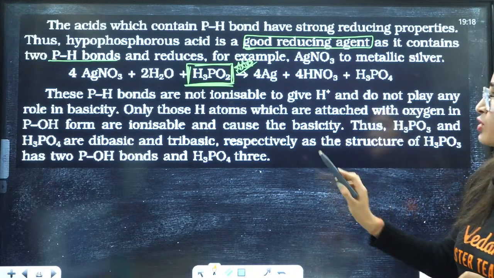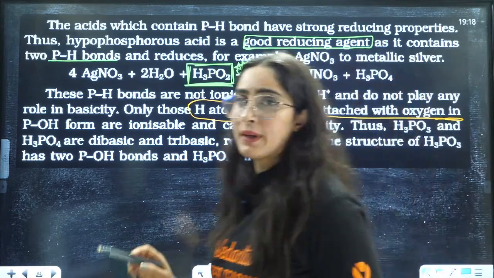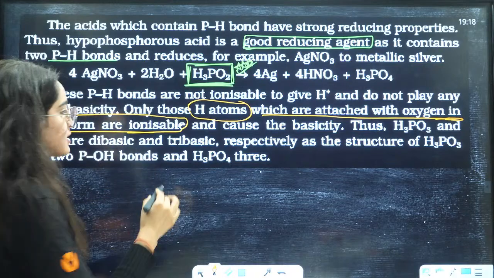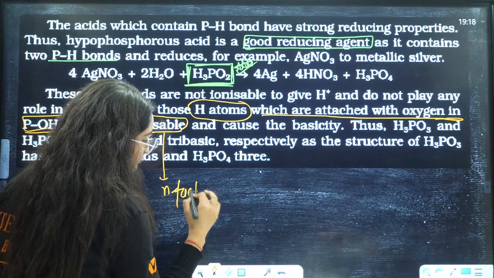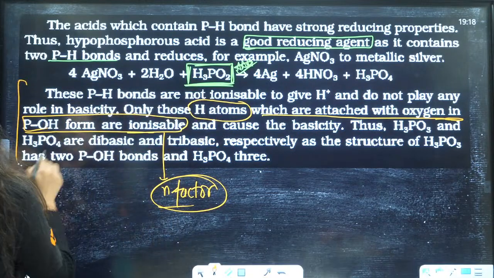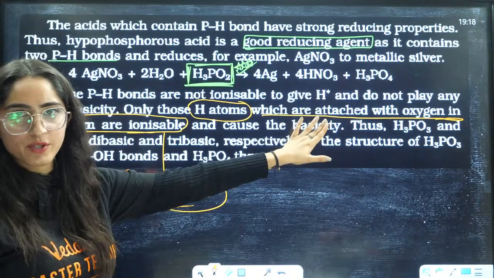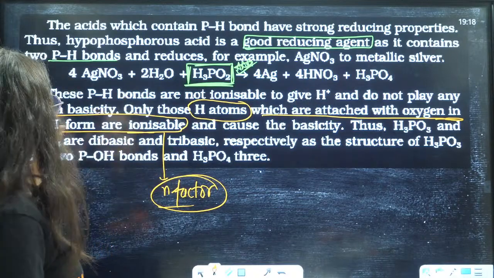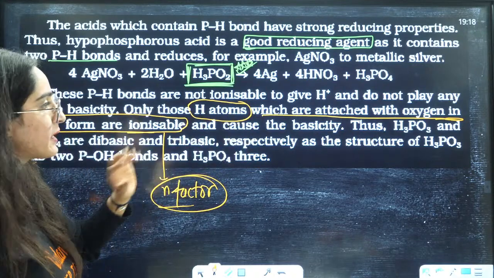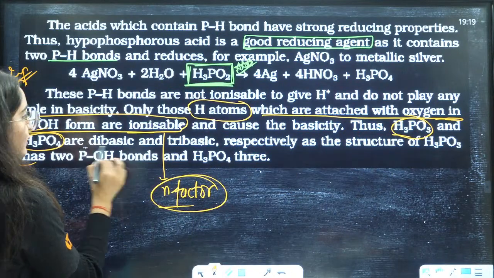Now, only those hydrogen atoms which are attached with oxygen in the P-OH form are ionizable. Because of this, the N factor will change. That is why this paragraph also becomes important for you. These P-H bonds are not ionizable to give H+ and do not play any role in basicity. But the hydrogen atoms that are linked to oxygen will play a role in basicity. Thus, H3PO3 and H3PO4 are dibasic and tribasic.